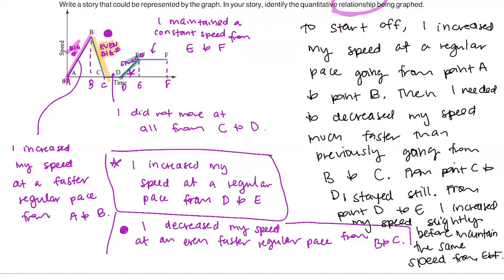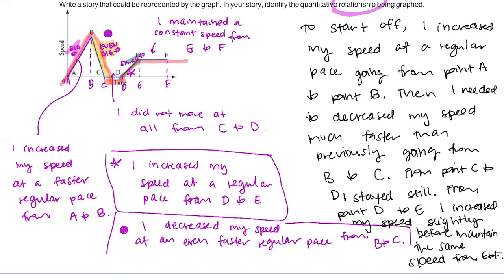So to start off, and I'll highlight this in red. To start off, I increase my speed at regular pace going from A to B. Then I need to decrease my speed at a much faster rate, getting from B to C. Then I stayed still from times C to D, increase slightly from D to E, and maintain the same speed from E to F.